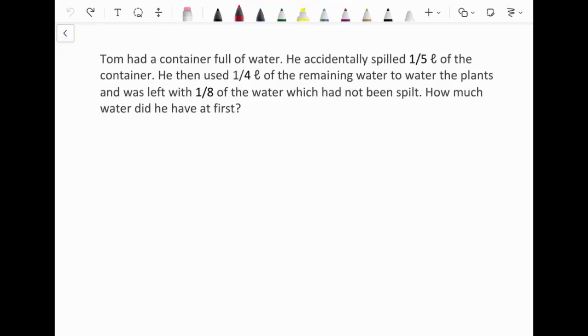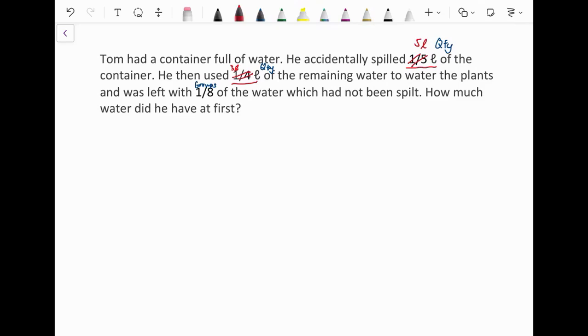Tom had a container full of water. He accidentally spilled 1/5 liter of the container. He then used 1/4 liters of the remaining water to water the plants and was left with 1/8 of the water which had not been spilled. How much water did he have at first? If we use the replacement method, we can replace 1/5 liters with 5 liters and 1/4 liters with 3 liters. If we use the reframing method, we write quantity above 1/5 liters and 1/4 liters and groups above 1/8.